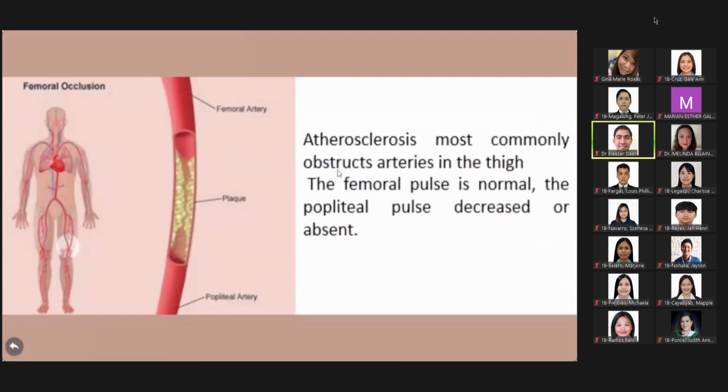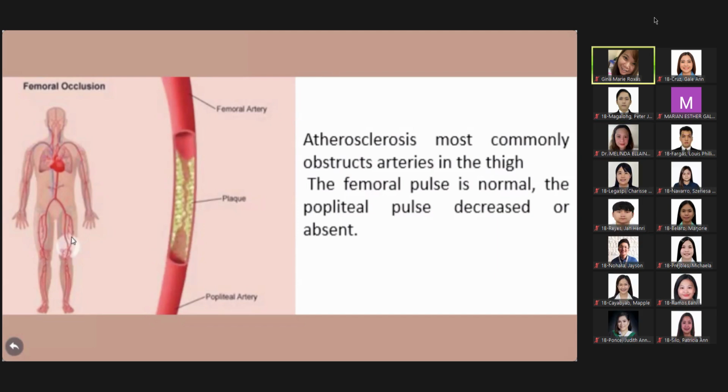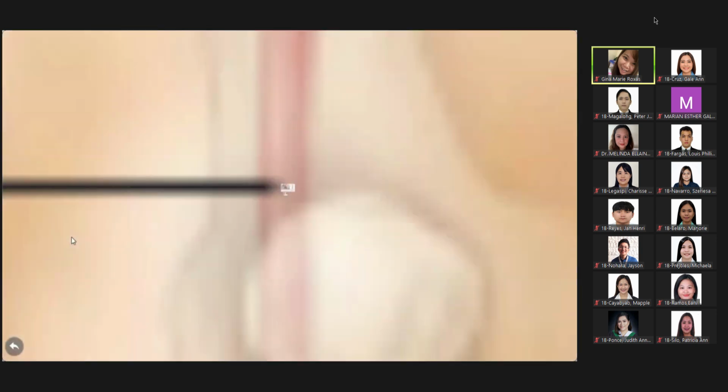Atherosclerosis most commonly obstructs arteries in the thigh area. This is the thigh area. So the femoral pulse is normal, but the popliteal pulse is decreased or absent. Most of the time there is atherosclerosis in that part. So it's important to also examine the popliteal artery if you strongly suspect the patient's symptoms are related to peripheral arterial disease.